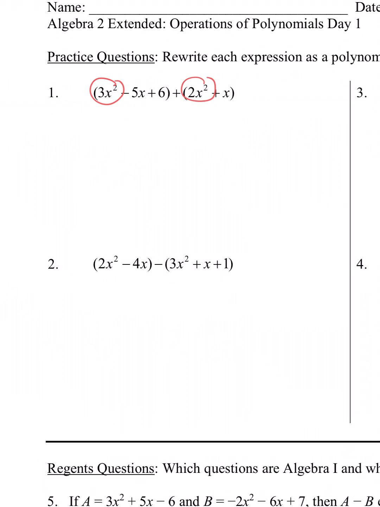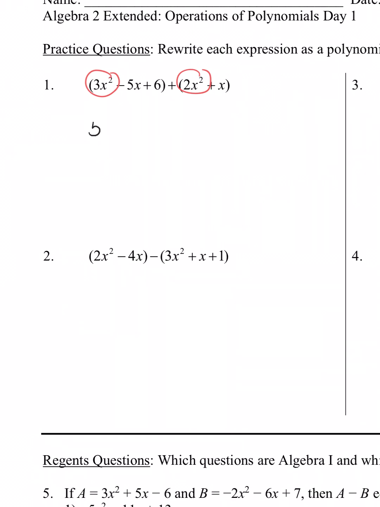So x squared and x squared. We're going to go ahead and add, and that becomes 5x squared. Next we have negative 5x plus x. Those are like terms, and there's a 1 in front of this. So negative 5 plus 1 becomes a negative 4x. And then lastly, we have the 6 that's all by itself.